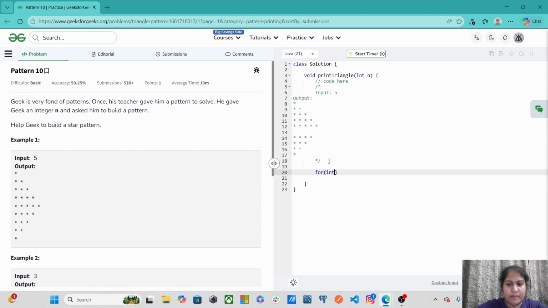What is the rule for printing the patterns? The rule is very simple. We have to define nested for loops. The first one represents the number of rows and the second one represents the number of columns, and according to that we have to print.